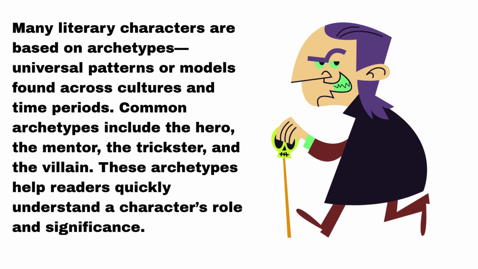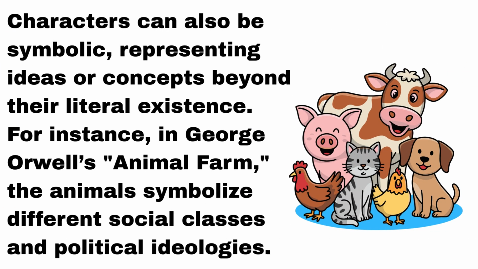Many literary characters are based on archetypes, universal patterns or models found across cultures and time periods. Common archetypes include the hero, the mentor, the trickster, and the villain. These archetypes help readers quickly understand a character's role and significance. Characters can also be symbolic, representing ideas or concepts beyond their literal existence. For instance, in George Orwell's Animal Farm, the animals symbolize different social classes and political ideologies.